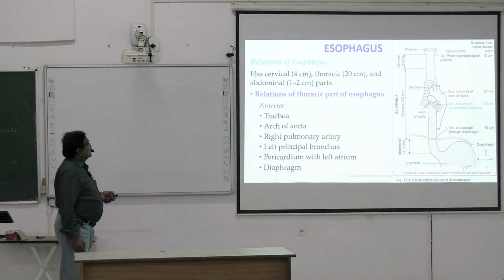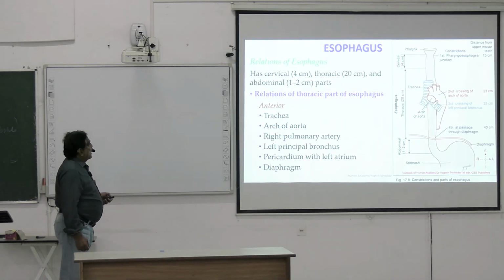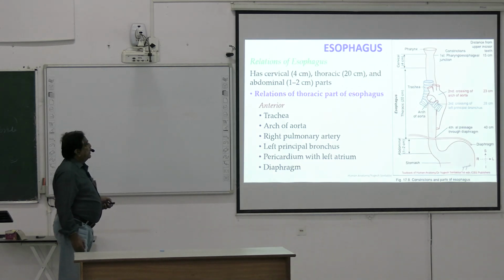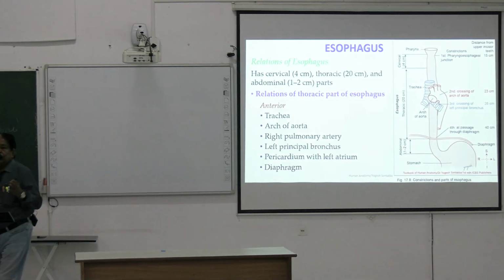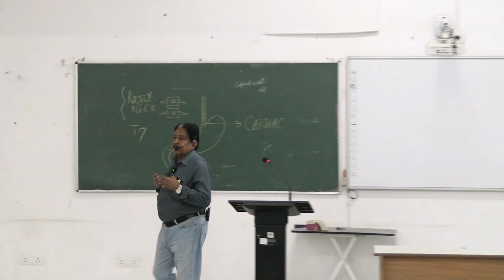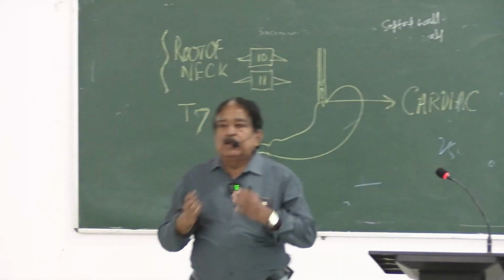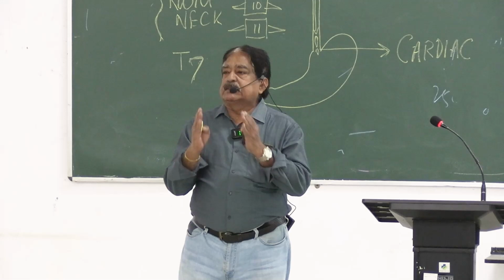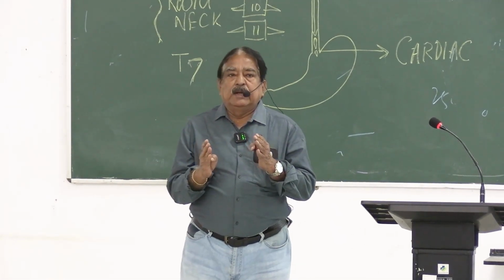Relations of the thoracic part of the esophagus, anterior: the trachea, arch of the aorta, right pulmonary artery, left principal bronchus, pericardium with left atrium, and diaphragm. When you dissect the thorax, you will see all these structures.